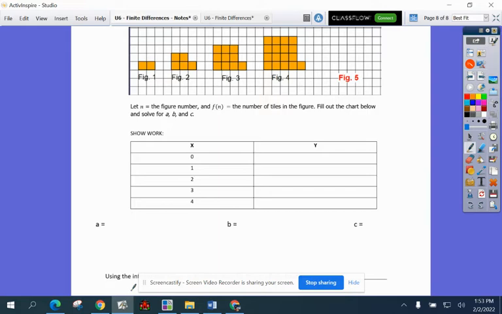So the first one, if we're looking at figure 1 here, I'm seeing that there are 2 boxes. In figure 2, I see that there are 5 boxes. I see this is 10 boxes. This is going to be 17 boxes. And what I notice is that I have an n by n box right here, and then I'm going to add 1, okay? Same thing here. I have my n by my n, and I'm going to add 1 here.